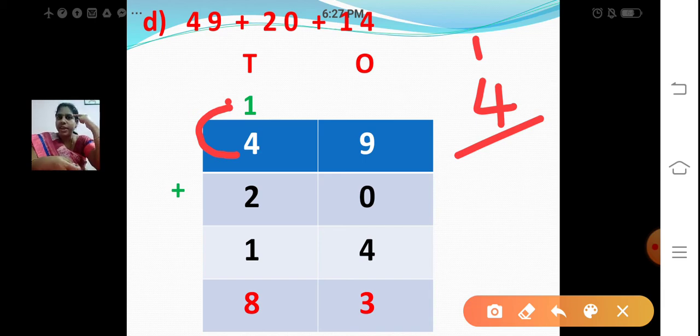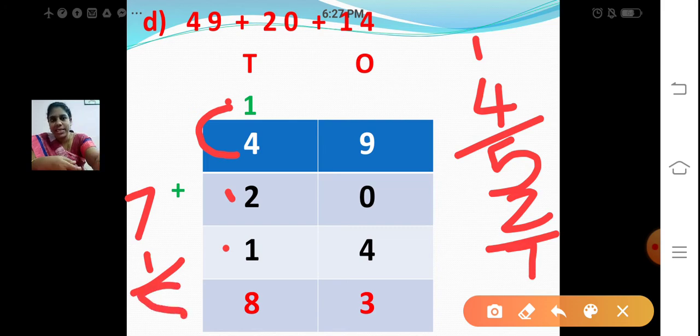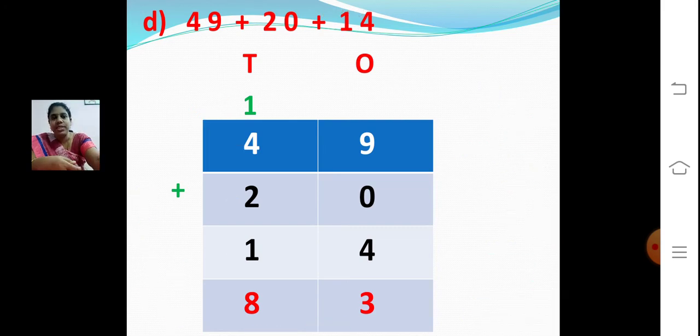1 plus 4. The carried over part and the first number. 1 plus 4. 1 in the mind, 4 in the finger. After 1, 2, 3, 4, 5. With this 5, I am going to add the next number 2. 5 plus 2. 5 in the mind, 2 in the finger. After 5, 6, 7. With this 7, I am going to add the next number 1. 7 plus 1. 7 tens and 1 ten. 7 in the mind, 1 in the finger. After 7, 8. Write it down, 8 tens. So my answer is 83. When you add 49 plus 20 plus 14, my answer is 83.